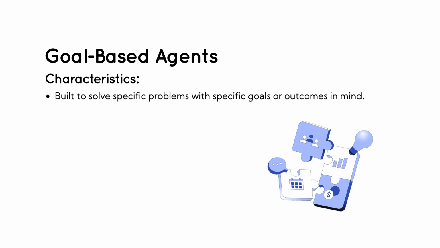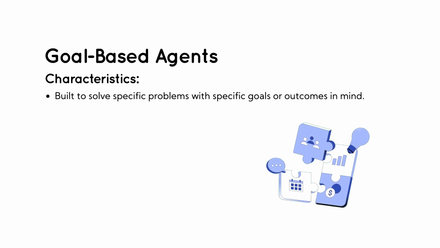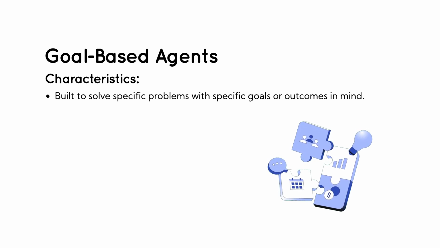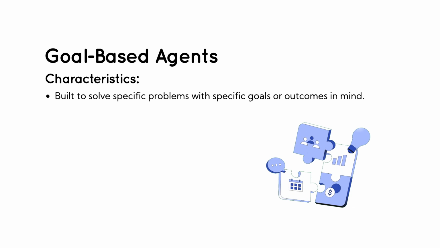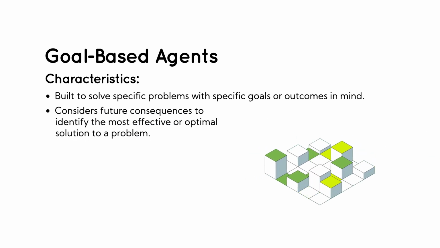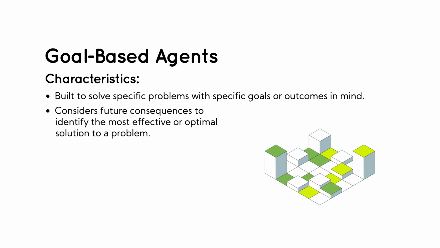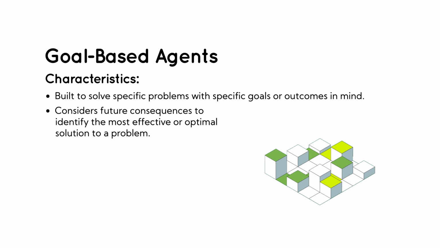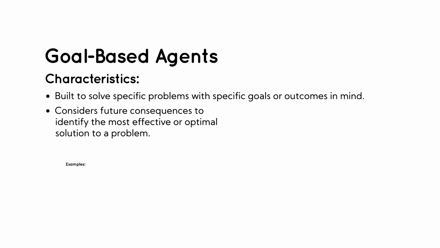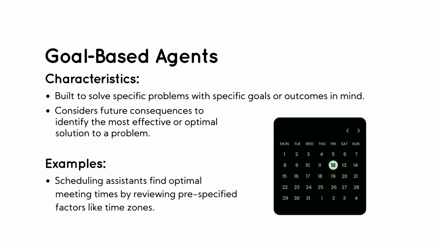Goal-based agents. These AI agents are built to solve problems and find the optimal actions to achieve a desired goal or outcome. Goal-based agents evaluate multiple scenarios and future consequences, helping them determine which actions are most effective. Scheduling assistants, for example, find a suitable meeting time by evaluating factors like availability, preferences, and time zones.